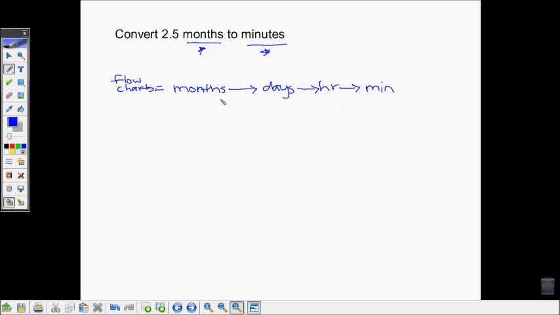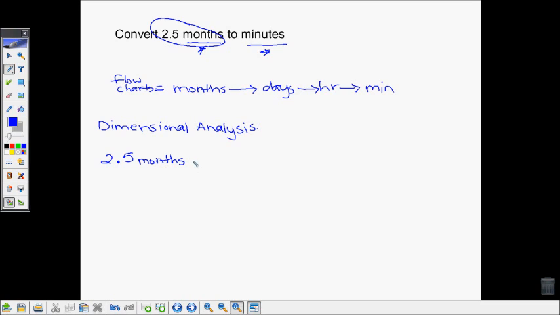The next step is to carry out the flow chart using the dimensional analysis method. So this method is one that's used in physics, and it's used by chemists everywhere. So we're going to be learning this method. We'll also use it a little bit later on in the year. For dimensional analysis, what you should do first is to write down the number that you are given with its unit. We are given 2.5 months. So we're going to write down 2.5 months as our number to start with.